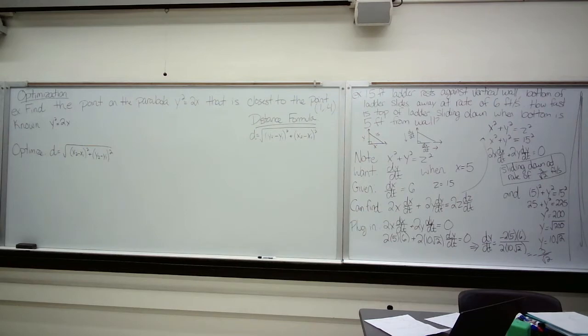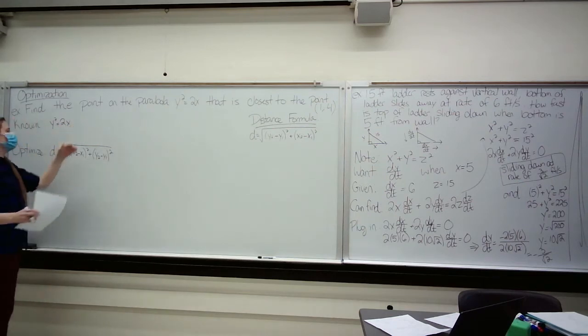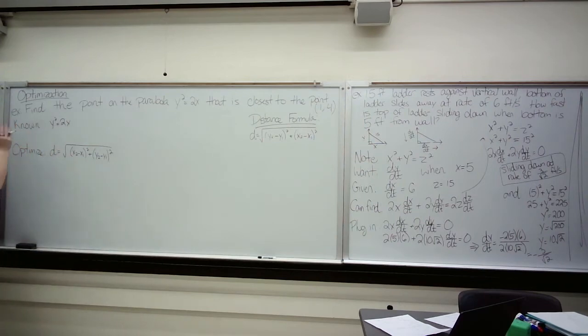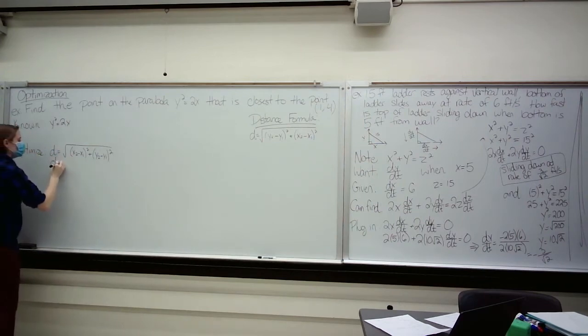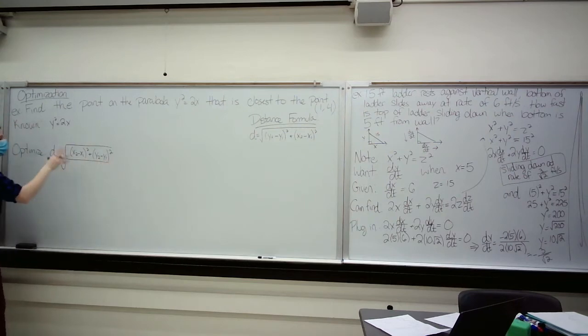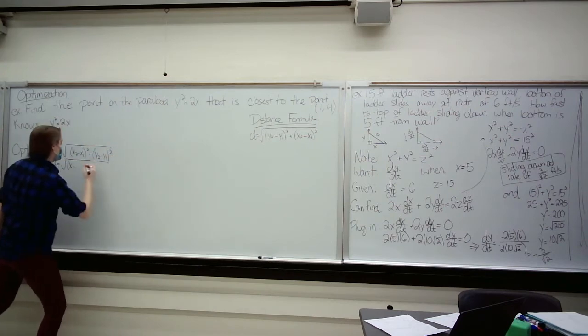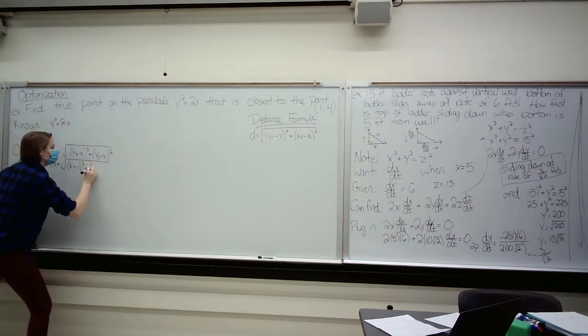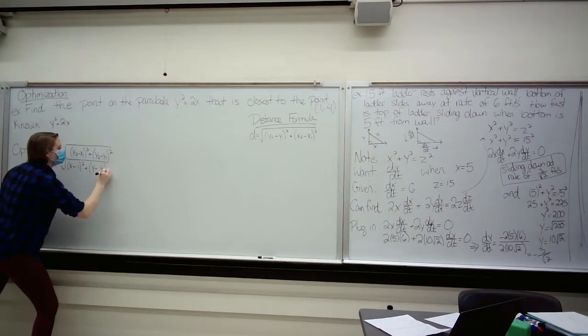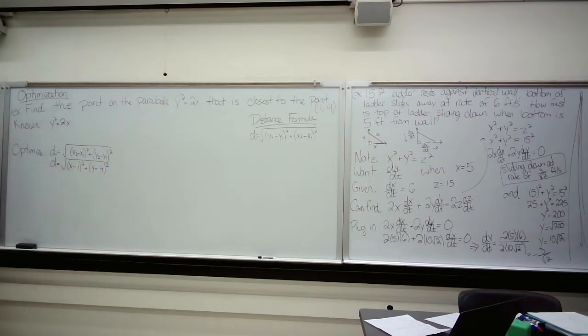Now, remember, once we have a general known formula, once we have what we're trying to optimize, we want to put things in one variable. So I'm just going to call this d equals the square root of x minus 1 squared plus y minus 4 squared, so it looks a little bit more like what we're used to seeing. With an x and a y, we want to have it in one variable.